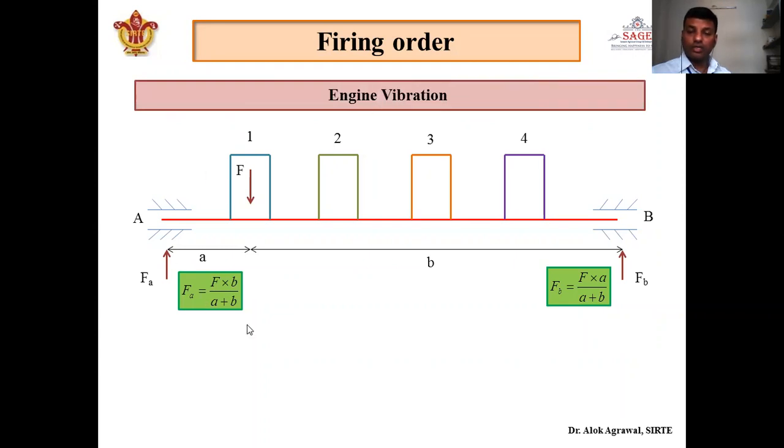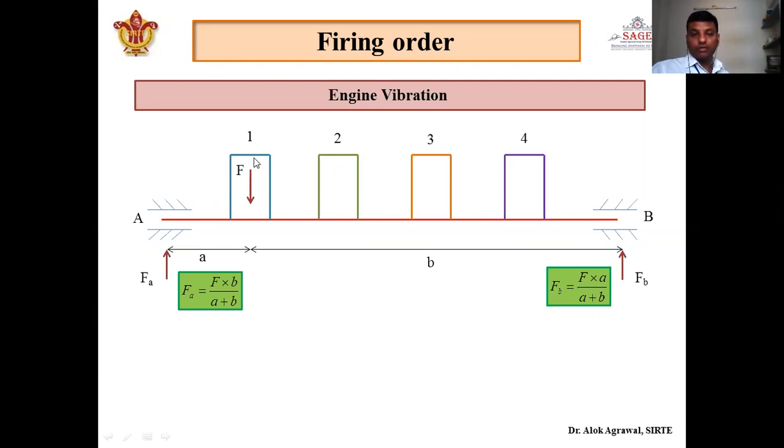I am considering a four-stroke four-cylinder engine. Here 1, 2, 3, 4 are the four cylinders of the engine. Now I am considering that the first sparking takes place at cylinder number 1. When the sparking takes place, the fuel will burn and produce a large amount of energy, and that energy forces the piston in the downward direction. Suppose F is the force imparted by the burnt gas on the piston head.